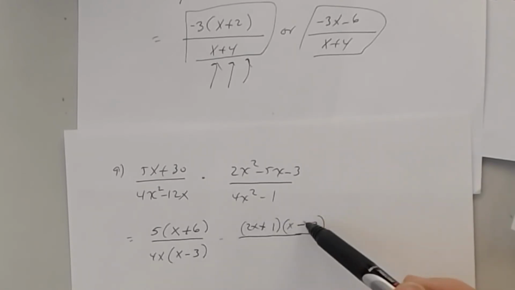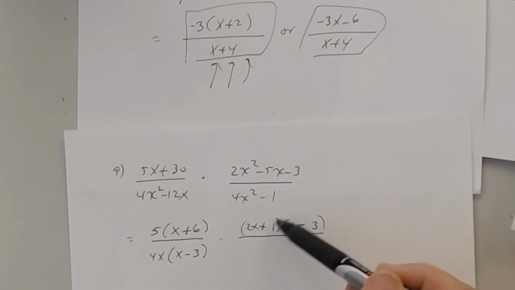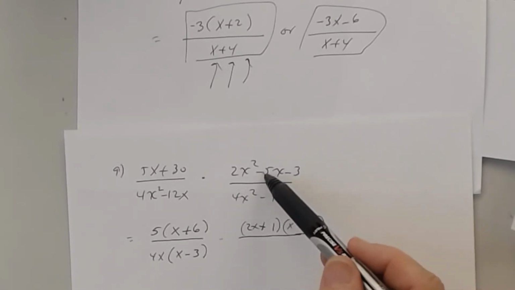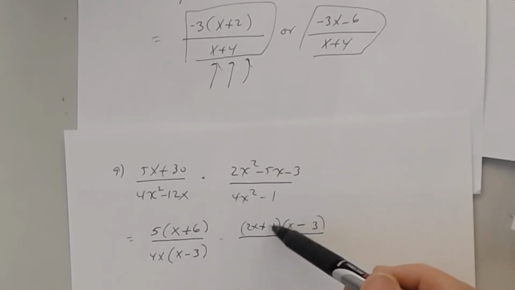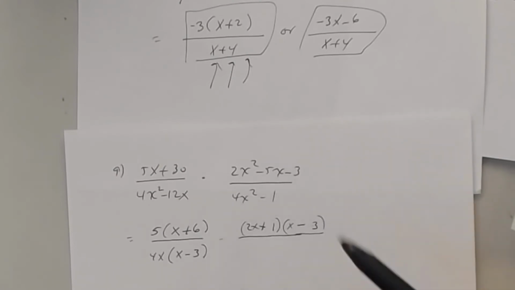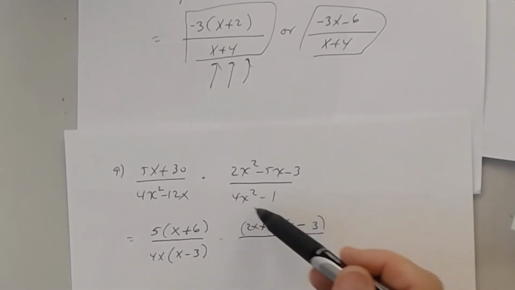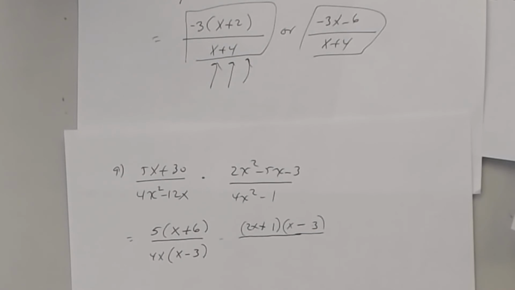What's the outer? Negative 6x. What's the inner? Positive x. When I add them up, do I get a negative 5x? Yes. And then a positive 1 times a negative 3 is a negative 3. What about the denominator? How do I factor that? Difference of 2 squares. So how do you factor 4x squared minus 1? 2x plus 1, and then 2x minus 1.